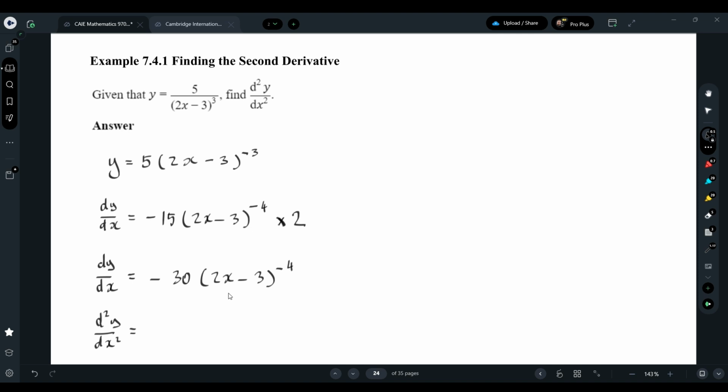And we differentiate our first derivative by the chain rule, following the same rules as we have learned so far. So the negative 4 would times the negative 30 and become 120. Then we'd have 2x minus 3, all in brackets, now to the power of negative 5. Then we'd also have to times that by the differential of the inside function, which is 2.